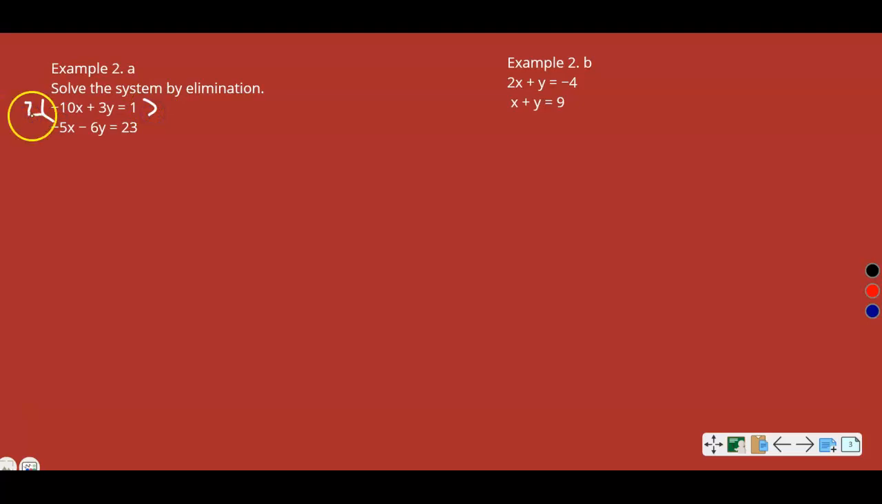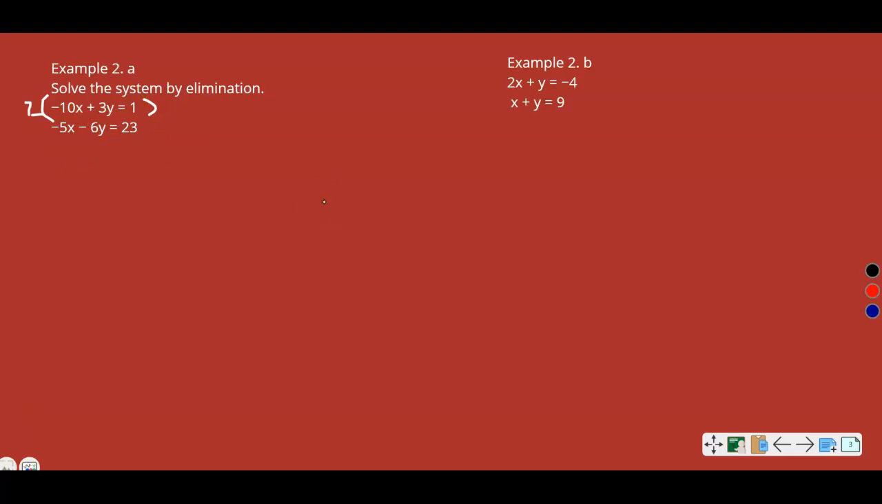All right, if I multiply the first equation by 2, I'm going to get 6y, and 6 plus negative 6 will eliminate my y's. So I'm not going to worry about what the x's are right now. I'm just going to focus on eliminating the y's.